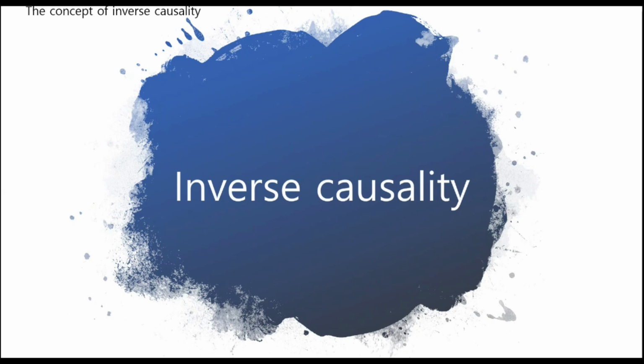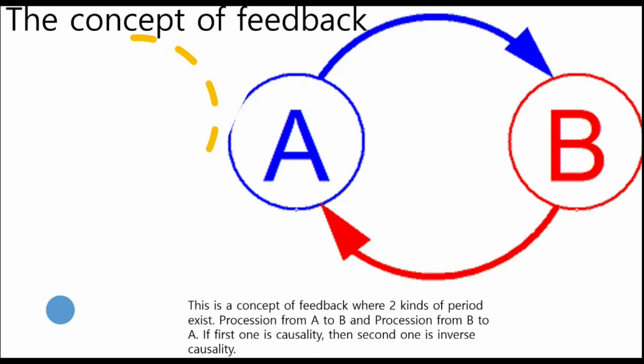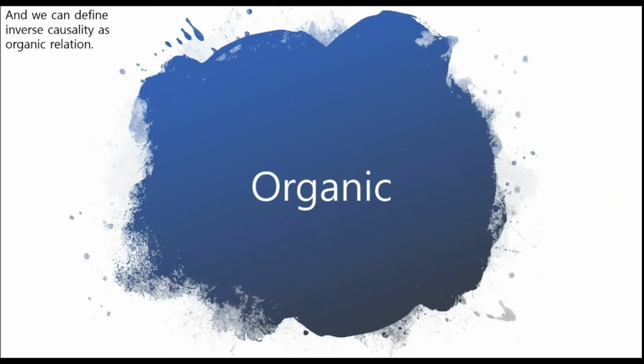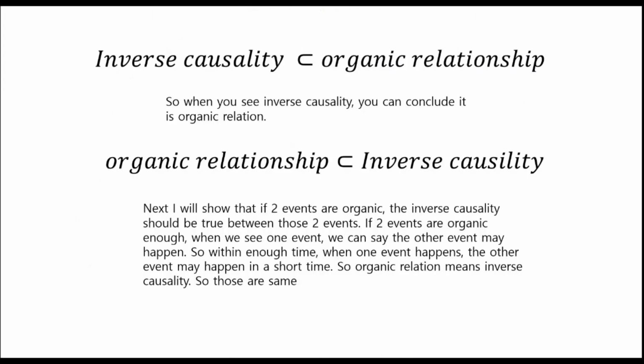The concept of inverse causality. This is the concept of feedback where two kinds of procession exist: procession from A to B, and procession from B to A. If the first one is causality, then the second one is inverse causality. And you can define inverse causality as organic relation. So when you see inverse causality, you can conclude it is an organic relation.